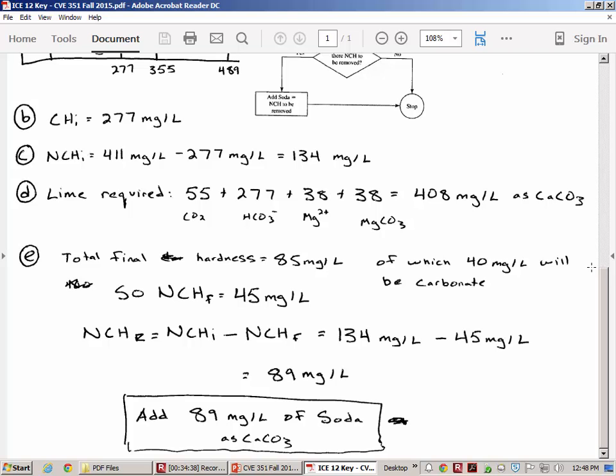The numbers are given based on an assumption. They're given in the problem statement here. I don't remember if the homework says a different assumption. If it doesn't tell you what to assume for the carbonate hardness that sneaks through, use 40 milligrams per liter when you're calculating the amount of soda.